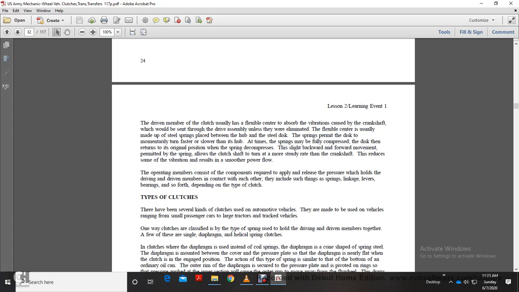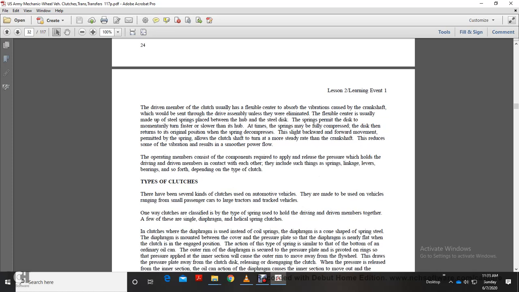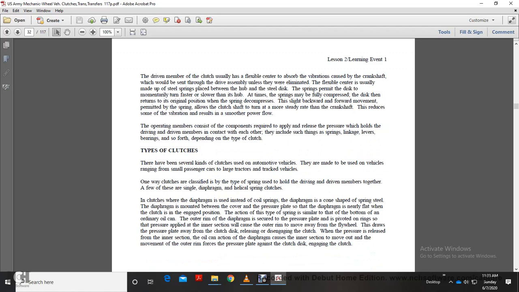The driven member of the clutch usually has a flexible center that absorbs the vibration from the crankshaft, which would otherwise be sent through the drive assembly. The flexible center is usually made of steel springs placed between the hub and the steel disc. The springs permit the disc to momentarily turn faster or slower than the hub. At times the springs may be fully compressed, then return to their original position. This backward and forward movement of the springs allows the clutch to turn at a more steady rate than the crankshaft. This reduces some of the vibration, resulting in a smoother power flow.